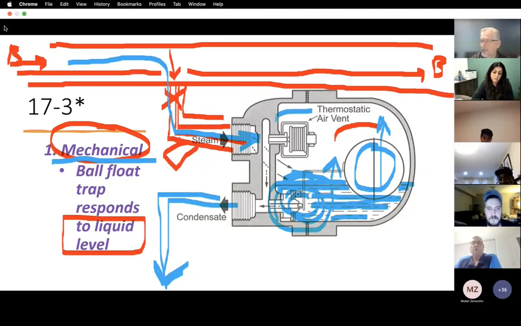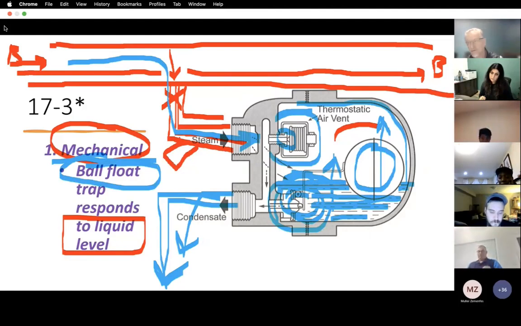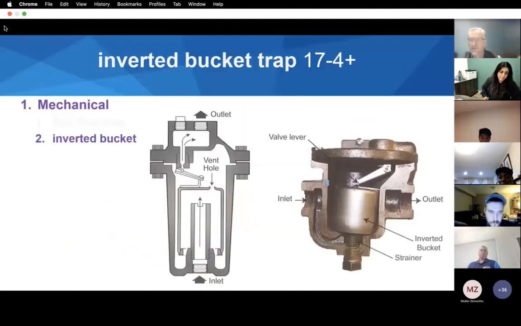Additionally, in here we have an air vent, and we'll look at these in more detail in other chapters. Should this housing collect some quantity of air, it will happen. This little guy opens up to let the air out. Where does the air go? It goes out with the water. Okay, we're getting rid of water and air. Mechanical, this particular kind is called a ball float trap. The float floats up with the level, opens the valve, lets the water go away.